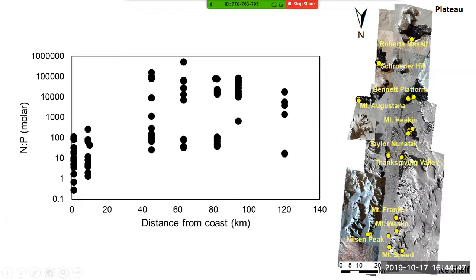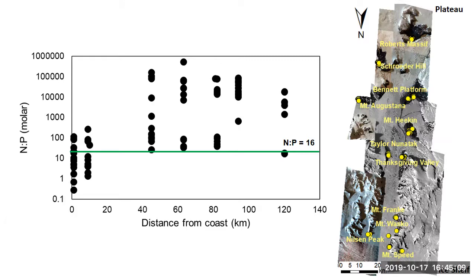And then here we're plotting all the samples with distance from the coast, starting off at the Ross Ice Shelf and moving further inland. There's a general scatter of these points, but I'm drawing this line here of N to P equals 16. If you remember from your oceanography courses, this is the Redfield ratio of 106 carbon to 16 nitrogen to 1 phosphorus. While we're not talking about the ocean here, because this is the ideal ratio for phytoplankton, I'm using this as just a general metric to start to understand maybe some samples that might have nutrient concentrations that might be suitable for life.